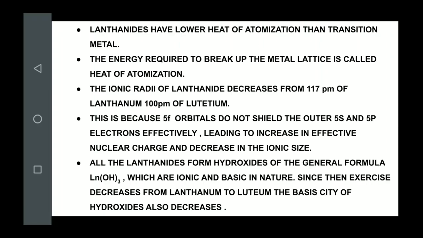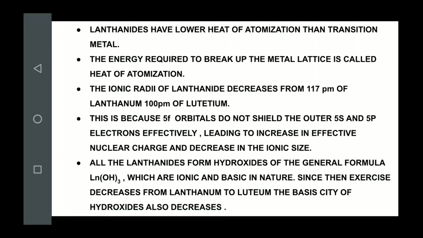The ionic radii of lanthanoids decrease from 117 picometer for lanthanum to 100 picometer for lutetium. So when you look into the lanthanoid series, from lanthanum to lutetium, the atomic size or ionic radii decreases from 117 picometer to 100 picometer. So the decrease across the 15 elements is only 17 picometer. So this decrease is very gradual, very small.